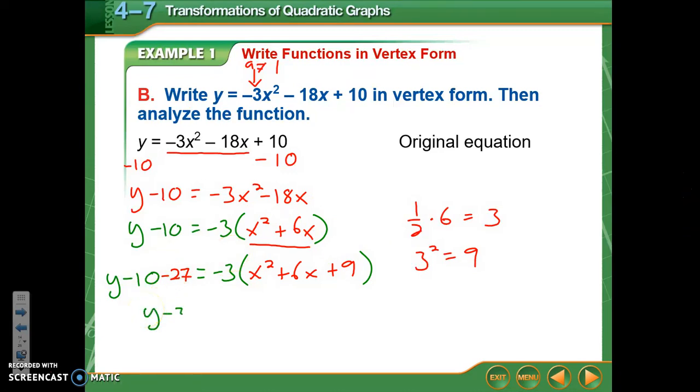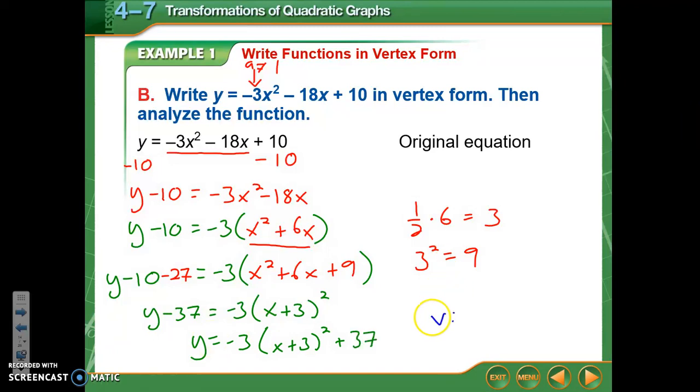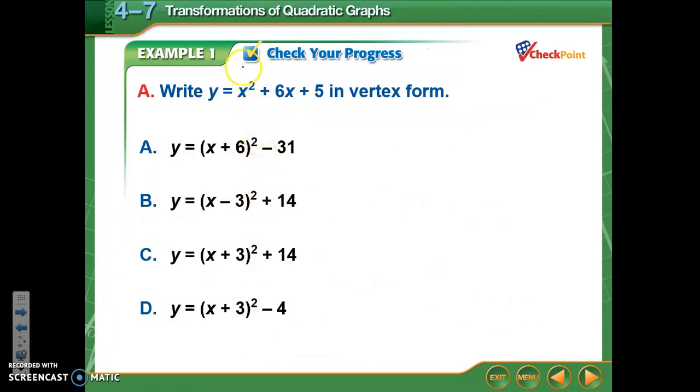So on this side I get y minus 37, and on this side x squared plus 6x plus 9 is x plus 3, quantity squared. I still have my -3 in front, and then I can just add this 37 over here, so that now this looks like vertex form. So my vertex here would be -3, because remember vertex form is minus, so this is really minus -3, so that -3 is my x value of my vertex. -3, positive 37.